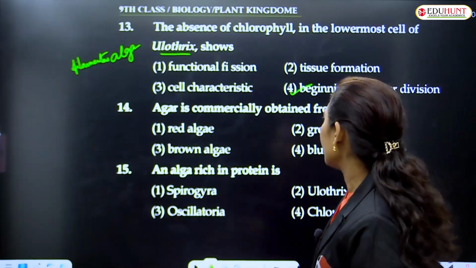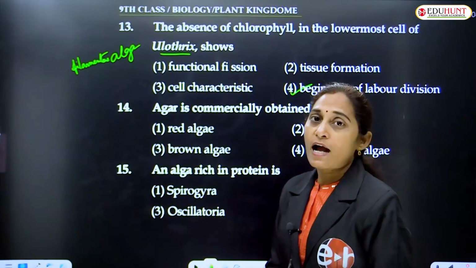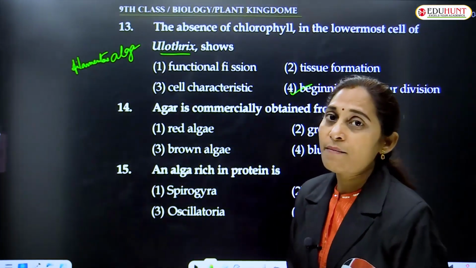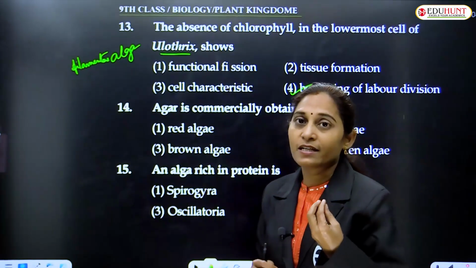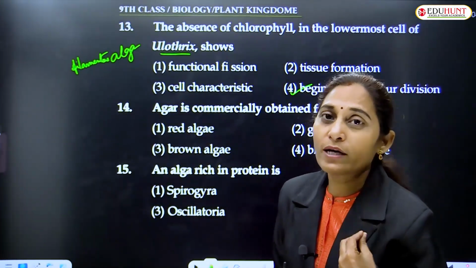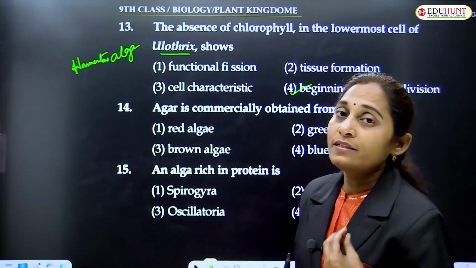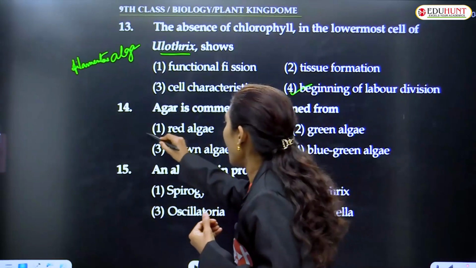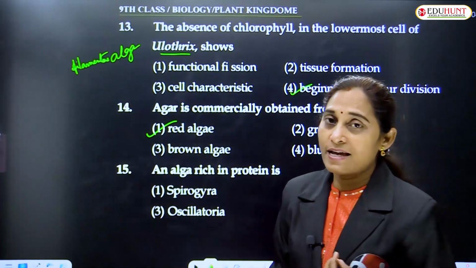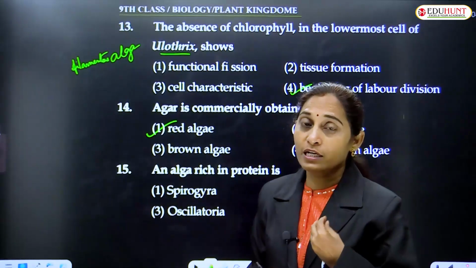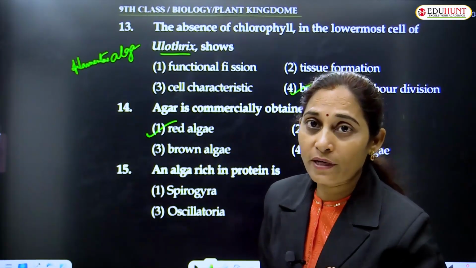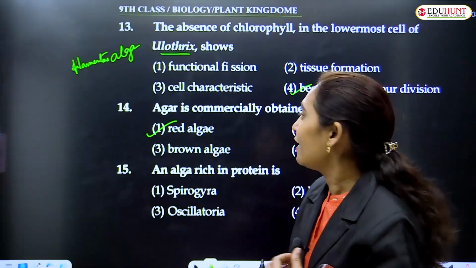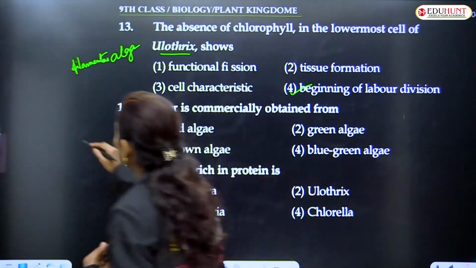Agar is commercially obtained from. Agar is a powder extracted from red algae, Gracilaria and Gelidium. It is used in tissue culture, in the preparation of nutrient medium. It is a solidifying agent.